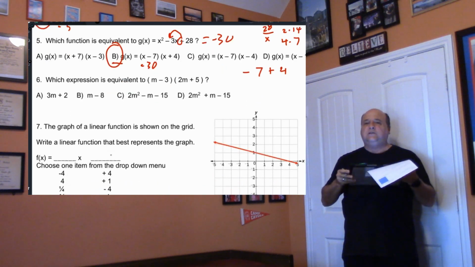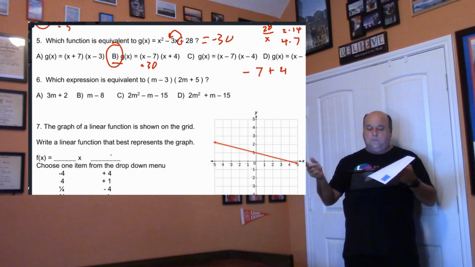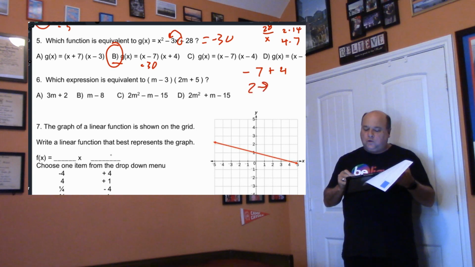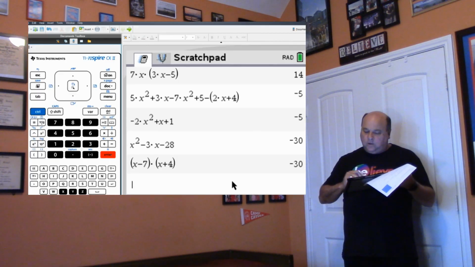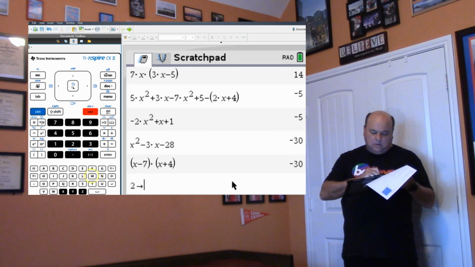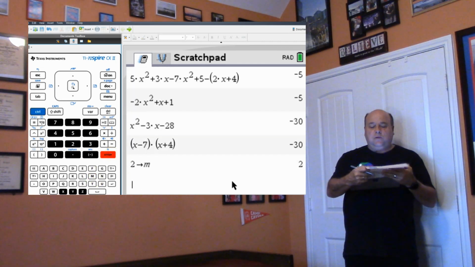Go to number 6. We're going to multiply here. So we're going to multiply and get the answer. Okay, so we're going to keep doing it. Now then on this one we have m. So we need to store 2 for m, don't we? So we're going to go to the calculator. We're going to hit 2, control variable m. Hit enter. Now then type in the problem.